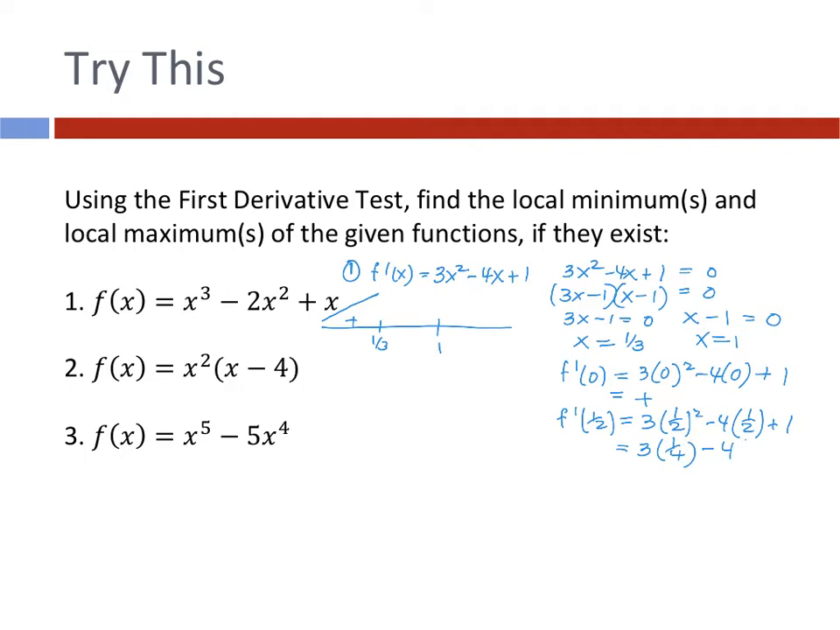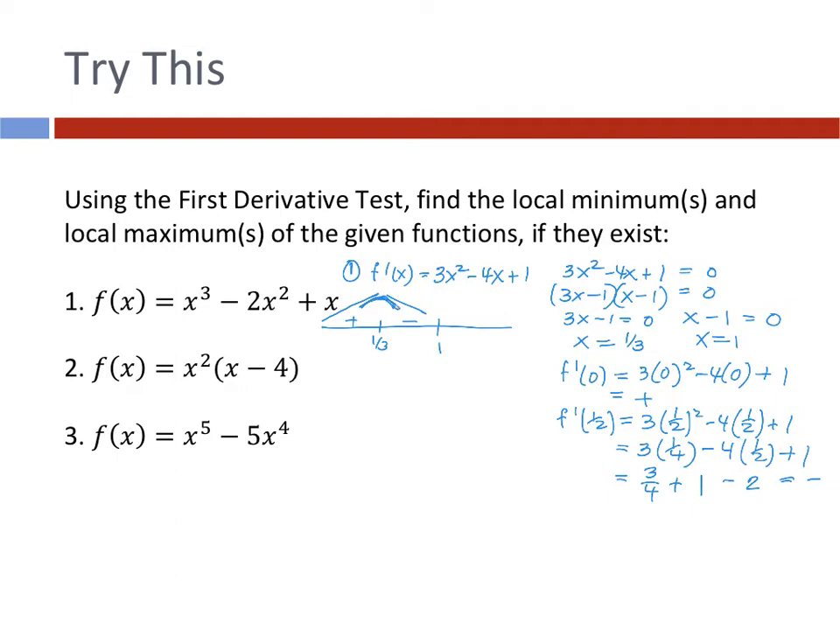So we get 3 times 1/4 minus 4 times 1/2 plus 1. And that's going to give us 3/4 plus 1, which is 1 3/4. So 3/4 plus 1, and then we're going to subtract 4 times 1/2, which is 2. So that's going to be a negative value, isn't it? So it's decreasing. Now, do you see it's increasing until 1/3, and then it's 0 at 1/3, and then it's decreasing on the right of 1/3. So this is a max.